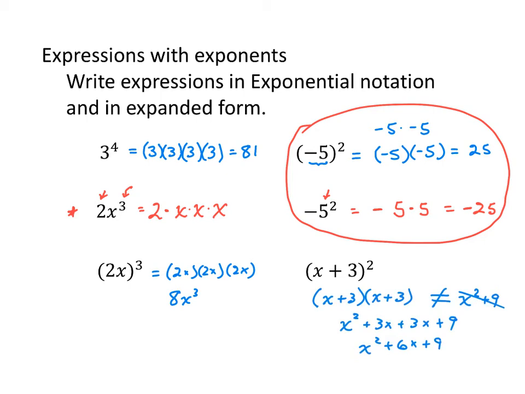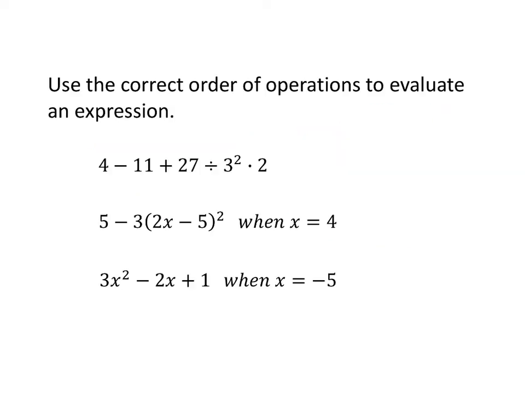Okay, so understand in expanded form, the exponent only works on whatever precedes it, and you have to pay attention to parentheses, like in these circled 2 problems that we have over here. The parentheses do matter. The -5 in parentheses precedes the 2 for the exponent, or the 5 precedes the 2 with the negative sign in front. Totally different. Okay, let's see if we can use the correct order of operations to evaluate some expressions.